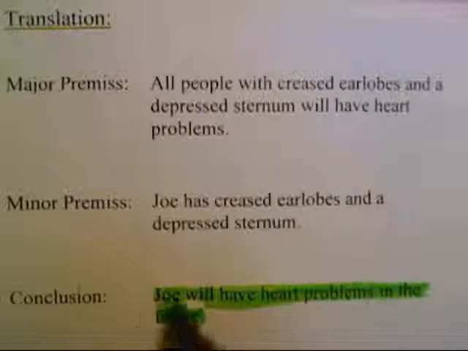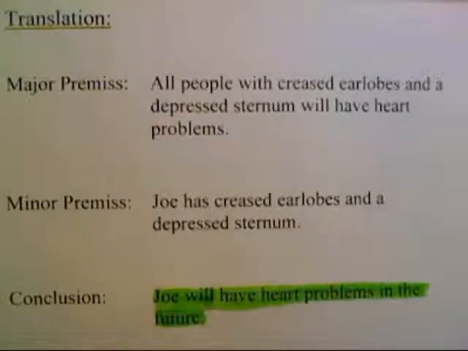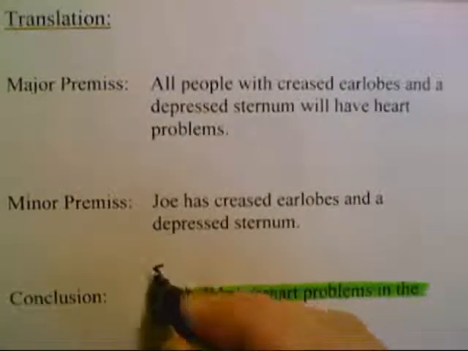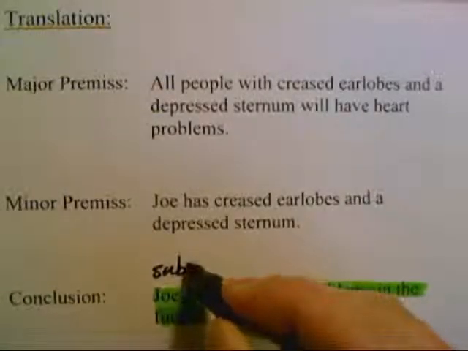Now the conclusion, looking at our translation, is the easiest thing that we actually have to identify. Again, it's the one that says here, Joe will have heart problems in the future. And I've highlighted that in green just like we did before.